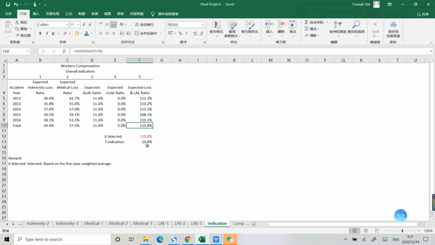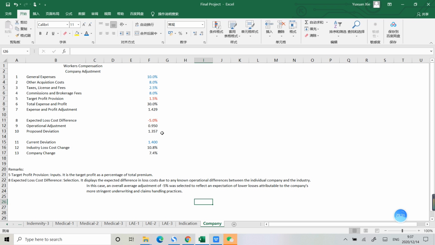As the objective of the analysis is to determine the advisory loss cost, the premium does not include any underwriting expenses or profit. Therefore, the target loss ratio is 100%. So this indication percent is equal to selected percent minus 1.